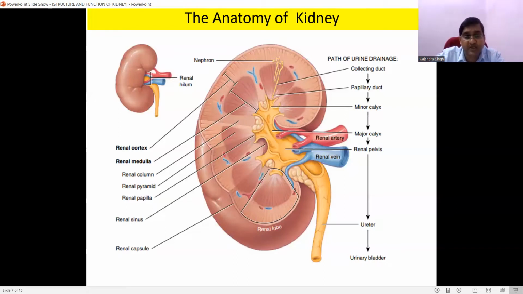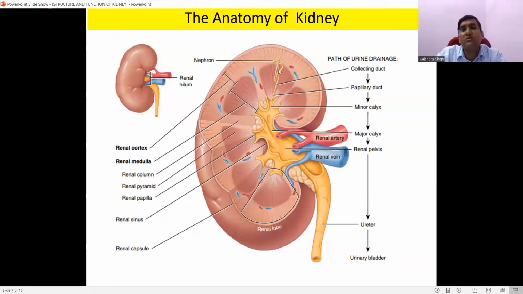The tissue is known as parenchyma, and in this parenchyma are present numerous very fine, very microscopic structures, which are the functional units of the kidney, known as nephrons. So nephrons are microscopic structures, and they can be seen only with the help of a microscope, and cannot be seen by the naked eye.